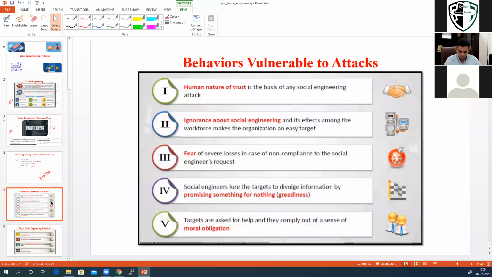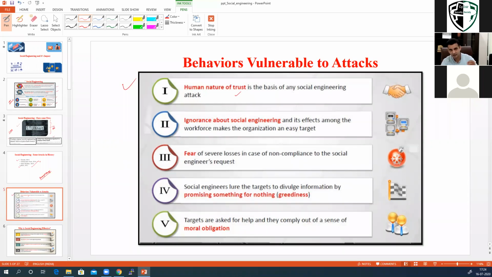So this is the first. One of the major vulnerabilities that leads to this type of attack is trust. The user trusts another user in the organization and does not secure their credentials from them.